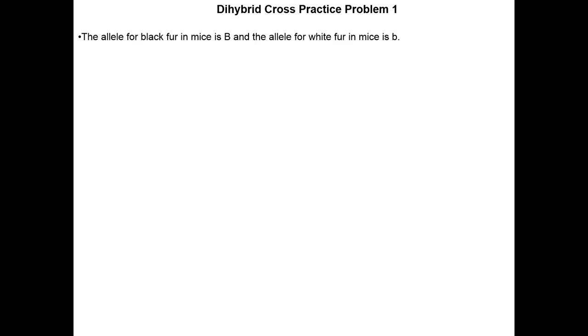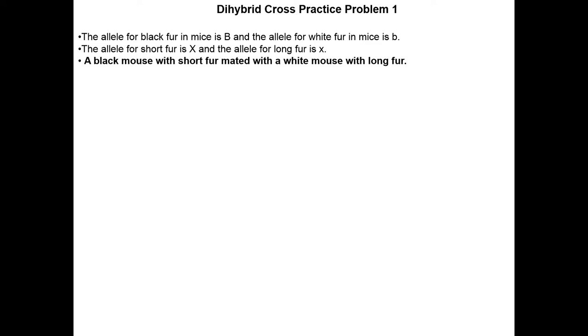Let's carry on with our example with our little mice. Again, we're looking at fur color. Black fur is dominant to white fur. Our other trait we're going to look at is the inheritance of short fur and long fur. Short fur is dominant to long fur in this example. So we have a black mouse with short fur that's mated with a white mouse with long fur.